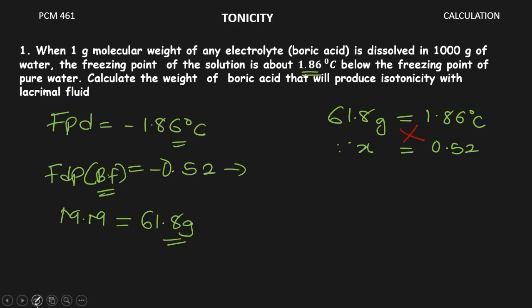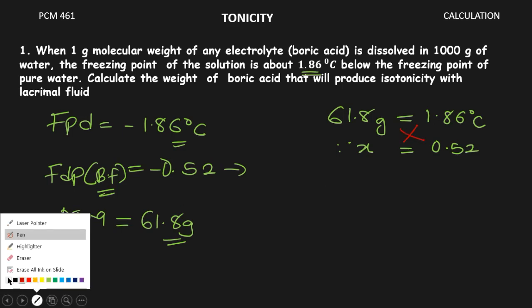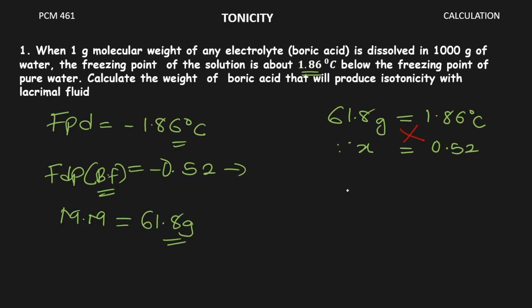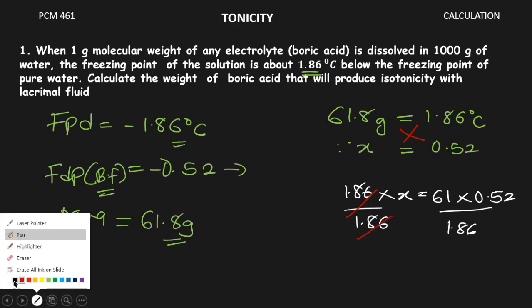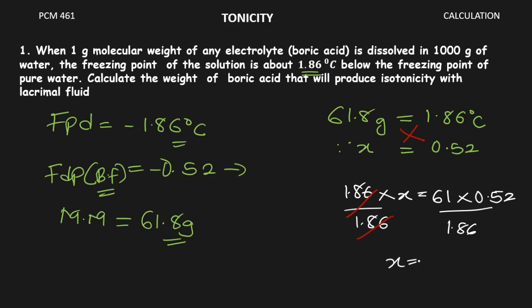Is that okay? So at the end of the day, when you cross multiply this now, what do you think is going to give to us? Maybe if you press your calculator. So this will be 1.86 times x is equal to 61.8 times 0.52. So divide both sides by 1.86. Now, when you cancel this, your x would be equal to, what did you get as your answer?